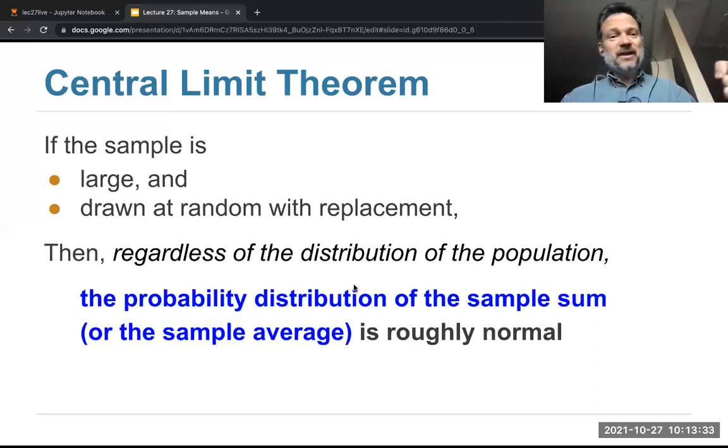And crucially, the central limit theorem applies no matter what the distribution of the values in the population is, no matter what the shape of that is. Those might be normal or might not be normal. You can still use the central limit theorem either way. So you can always use the central limit theorem whenever you're drawing a sample at random with replacement that's large enough. And then if you want to know about the average of the values in the sample, the central limit theorem tells you something.